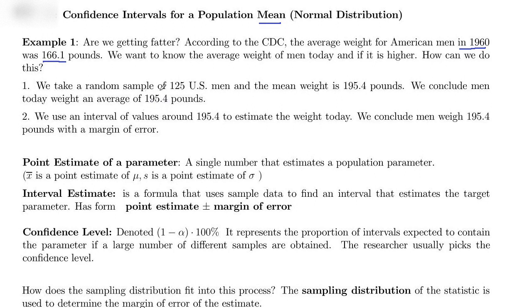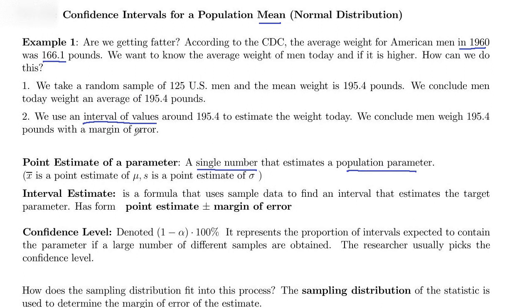That's something that we call a point estimate. So it's a single number that estimates our population parameter. Or we could use an interval of values around that 195.4 to estimate the weight today. And we could conclude that men weigh 195.4 pounds with some margin of error, so plus or minus a certain number. So again, this first method of estimating is what's called a point estimate: a single number that's going to estimate our population parameter.